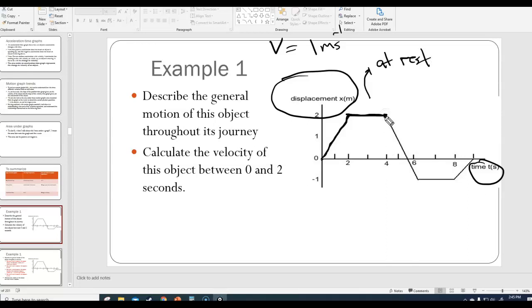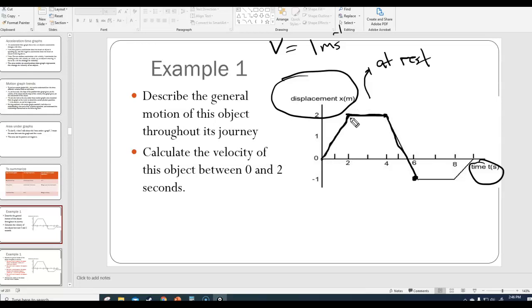Now, what is the object doing in the next segment? Well, from 4 seconds all the way to 6 seconds, notice that this object is moving with a constant velocity again, but the velocity is negative because the slope on this displacement time graph is negative. Now, what you would not say is the object is moving down.